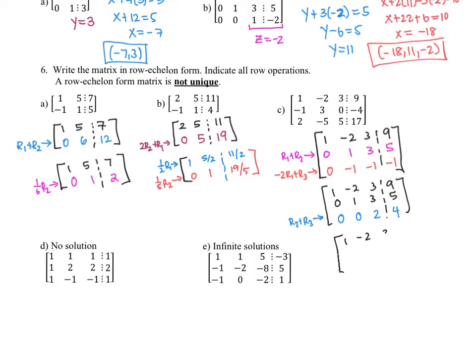1, -2, 3. 0, 1, 3, 5. And then for the last row, I want to half it or divide it by 2. Half of 0, half of 0, half of 2, half of 4. Okay, now this is in row echelon form. If I wanted to solve it, I could solve it very easily, but I'm not going to right now.